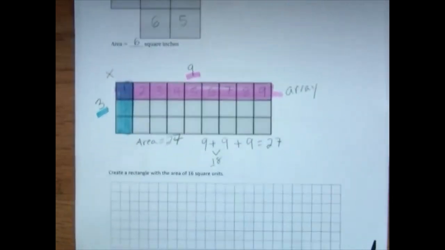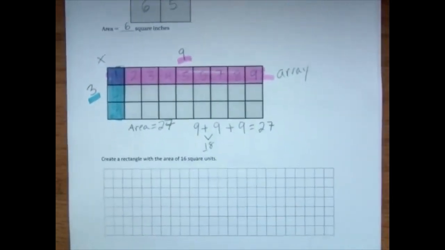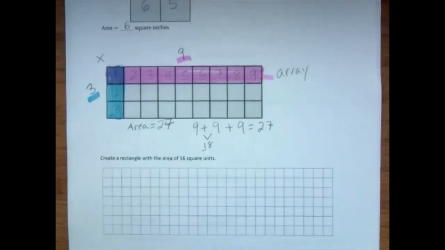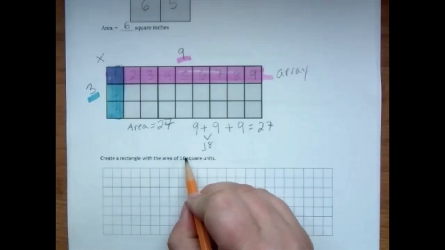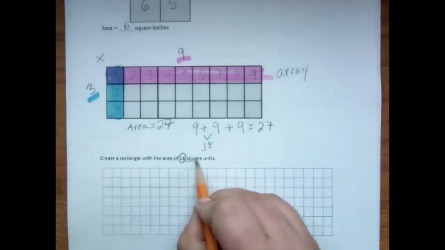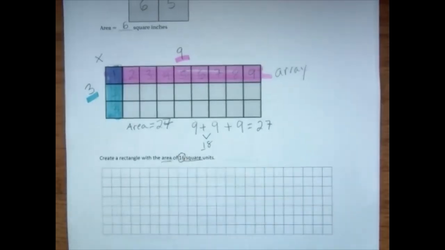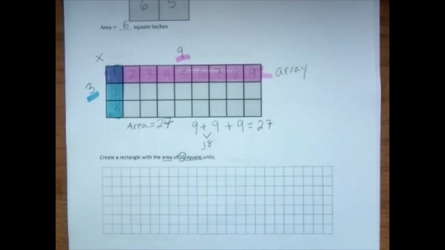We're going to look at what if we've been given some graph paper, right here, this is my graph paper, and I need to create the polygon with a known area of 16 square units. So my instructions here are create a rectangle with the area of 16 square units. So I need to draw the rectangle and make sure that it has 16 square units inside.